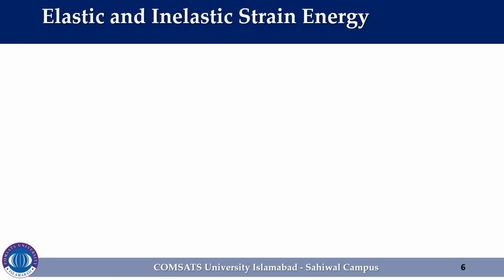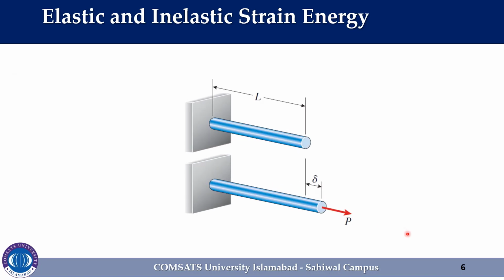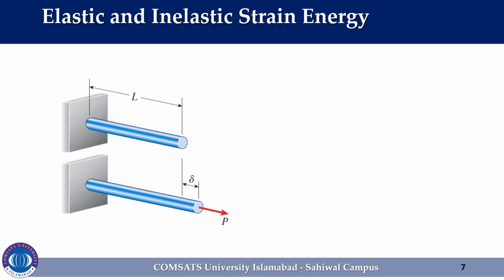Now we will discuss elastic and inelastic strain energy. If the force P is slowly removed from the bar, as the bar shown here in the figure, the bar will shorten. If the elastic limit of the material is not exceeded, the bar will return to its original length. If the limit is exceeded, a permanent set will remain, as we already discussed in the section on stress strain behavior. Thus, either all or part of the strain energy will be recovered in the form of work. This behavior is shown on the load displacement diagram in the figure here.